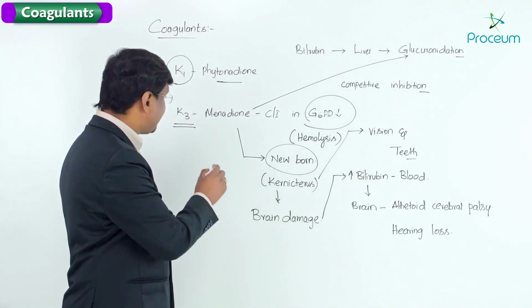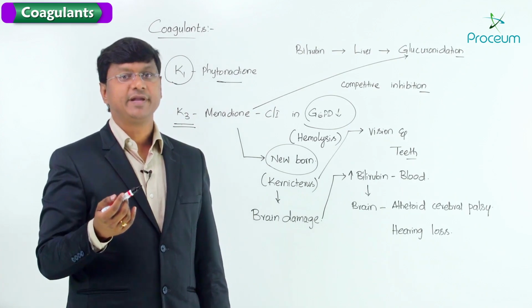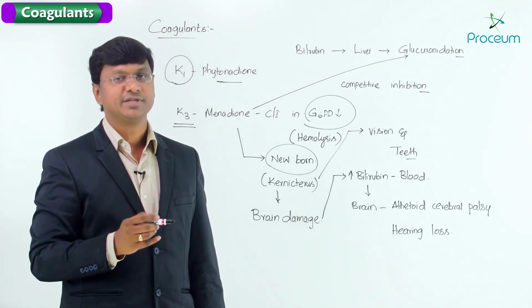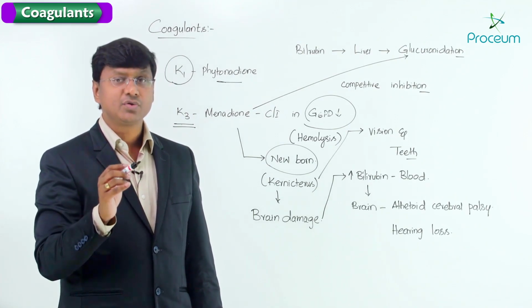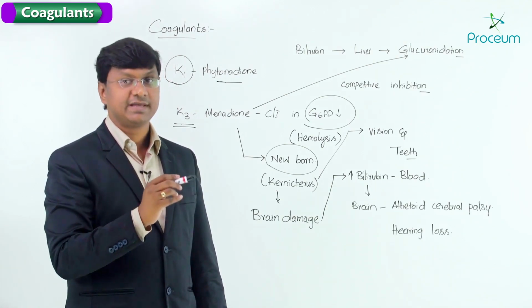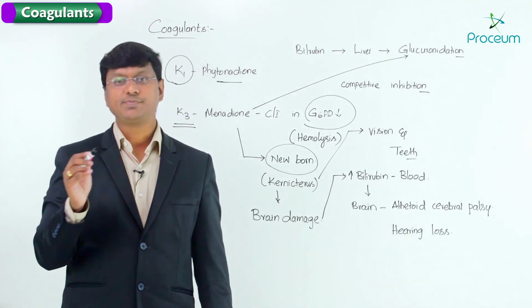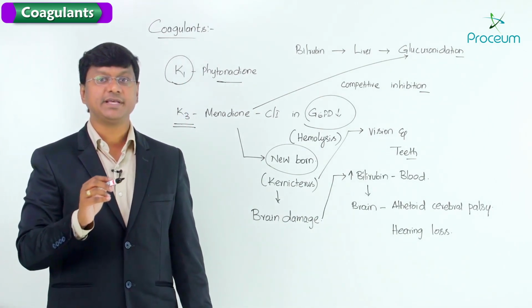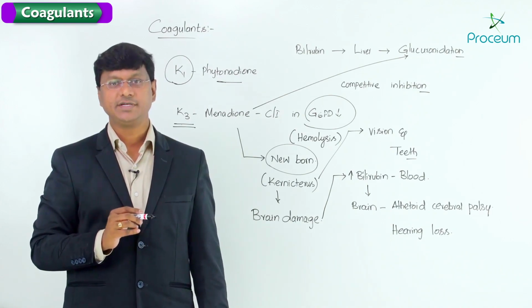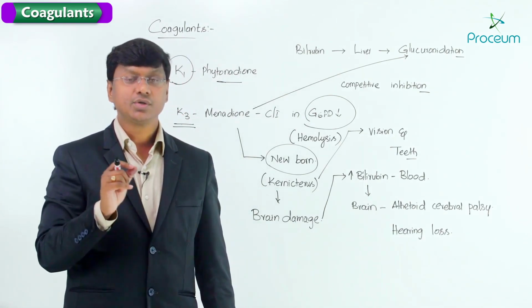And this is associated with the development of kernicterus. Kernicterus is a type of brain damage that results from high levels of bilirubin in the baby's blood, and it will cause athetoid cerebral palsy. That is, in kernicterus you will have athetoid cerebral palsy and hearing loss. And kernicterus also causes problems with the vision and teeth, and sometimes can cause intellectual disabilities, right? So these are some of the very important points related to your coagulants.